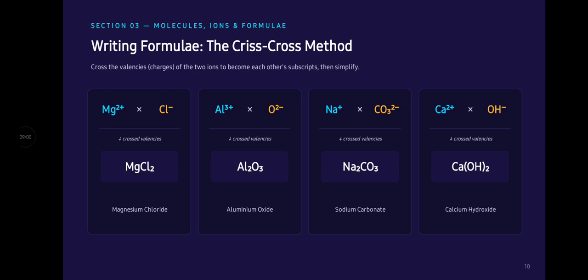Next example is Al3+ multiplied by O2 minus. So the 3 plus of Al will go to oxygen, and the oxygen's 2 minus will go to Al. That is the cross method. Al2O3, that is aluminium oxide. Na+ multiplied by CO3 2 minus. The crossed valencies give Na2CO3, sodium carbonate. Ca2+ multiplied by OH minus. Cross valencies will be Ca(OH)2, that is calcium hydroxide.